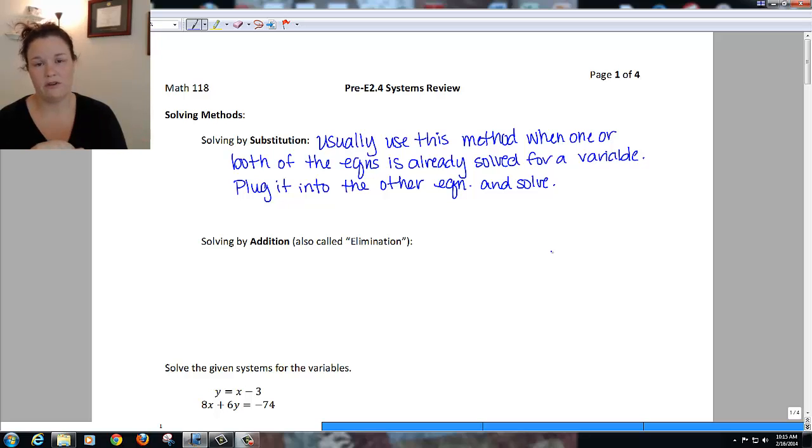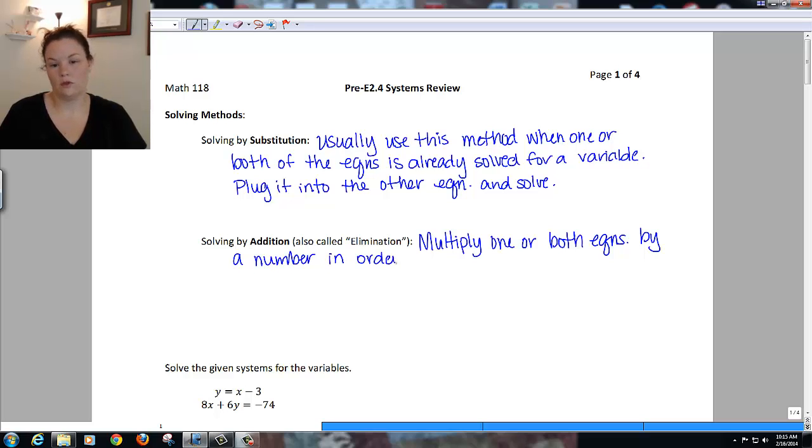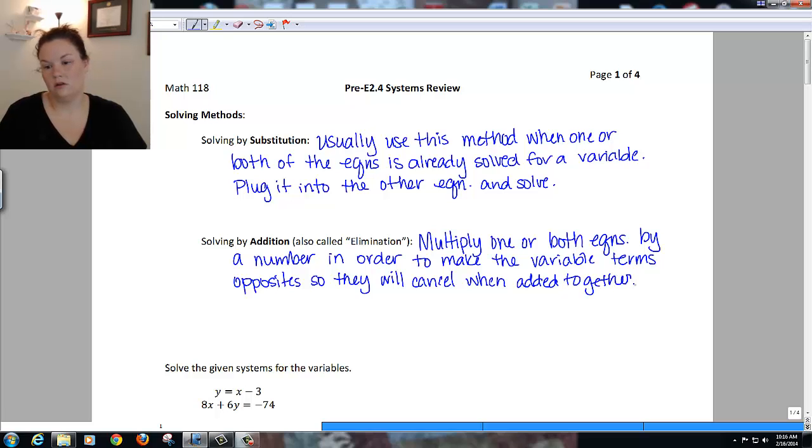If it's not already solved for a variable, then we want to use addition, which is also called elimination. When we use the addition method, we multiply one or both equations by a number in order to make the variable terms opposites, so they will cancel when added together.